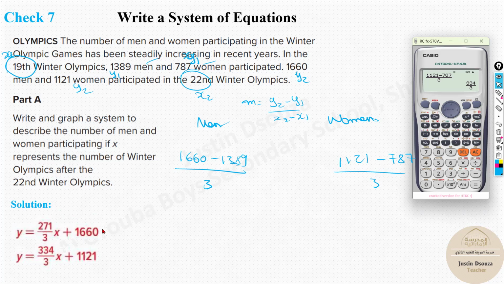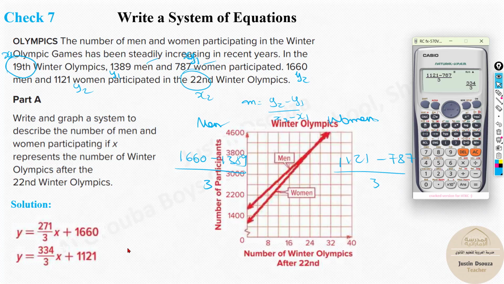And I told you over here in the previous problem, the y-intercept is the latest value. That's the 22nd Winter Olympics. That is, for men it is 1660 and for women it is 1121. Now you have two equations, graph them up. That is the solution. Now here you can do more and solve these equations.